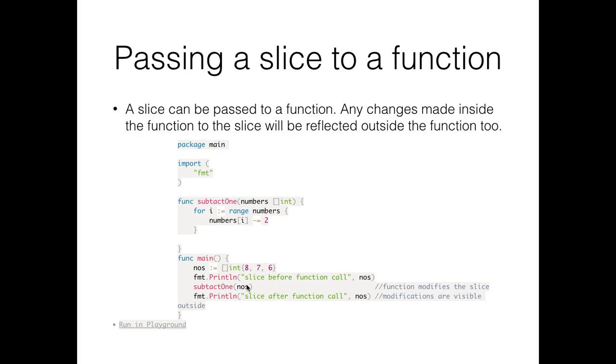That means that if you print numbers again at the end of the subtract one call, then 2 will be subtracted from each value of this particular slice's elements. So it will be 6, 5, and 4 at the output.